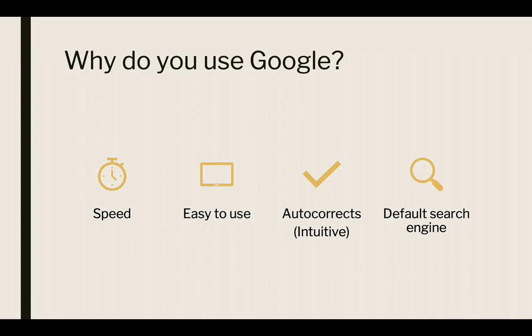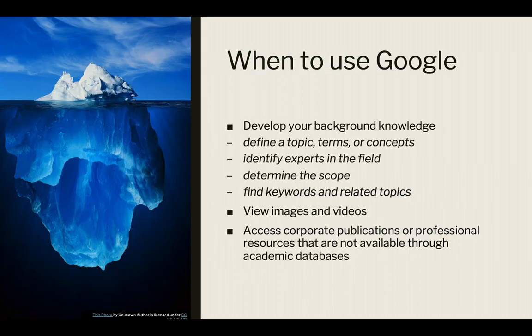Why do we use Google? It's become pretty ubiquitous. It's often downloaded on your phone, it's defaulted onto many searches, and it's speedy, it's easy to use, it has autocorrect, and it's a default search engine. There are reasons you wouldn't use Google and that you might try a different search engine, such as DuckDuckGo or Dogpile. But for this lecture, we're really just talking about Google and ways that you can use it.